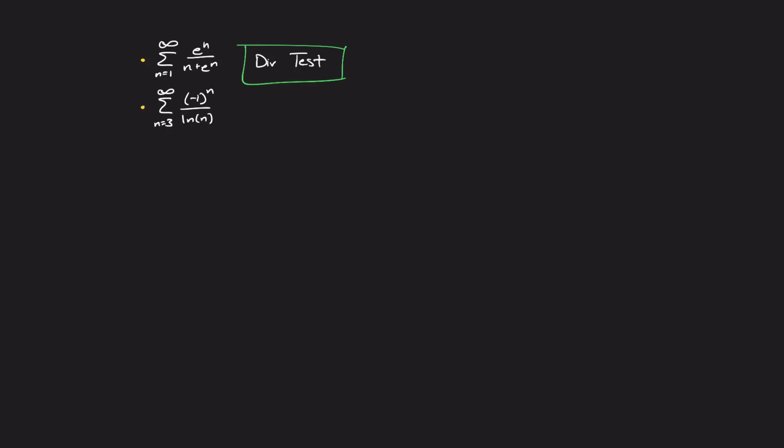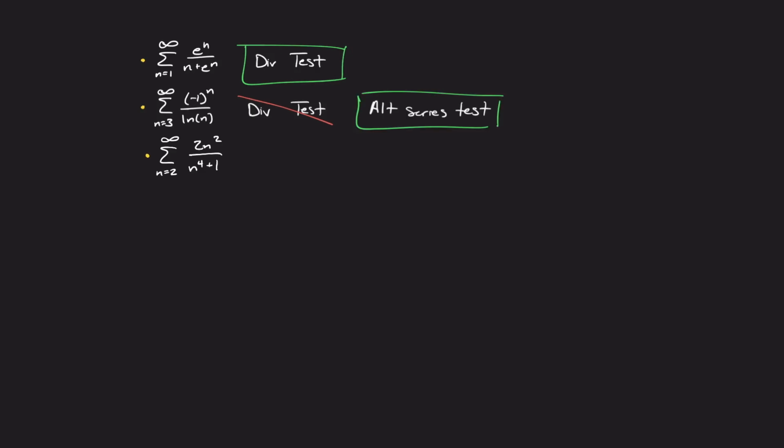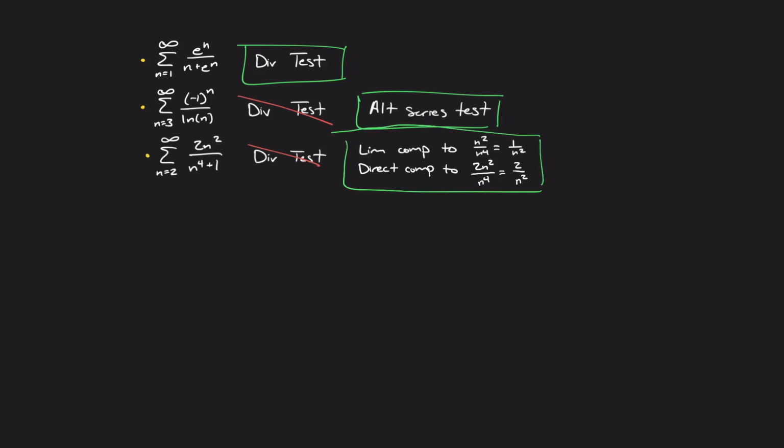For the sum of minus 1 to the n over natural log of n, the divergence test does not work, but the series is alternating, and so we can use the alternating series test. For the sum of 2n squared over n to the fourth plus 1, the divergence test does not work, but we can use the limit comparison test with the sum of n squared over n to the fourth, or we could use the direct comparison test with the sum of 2n squared over n to the fourth.